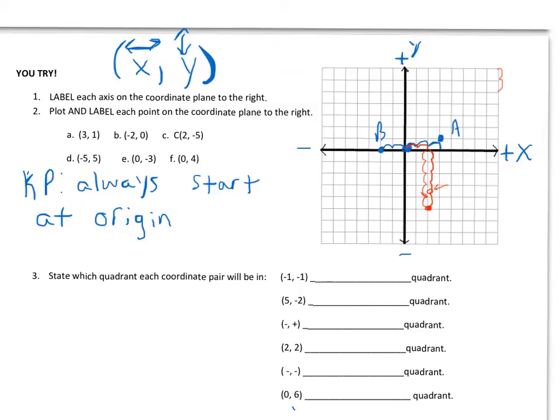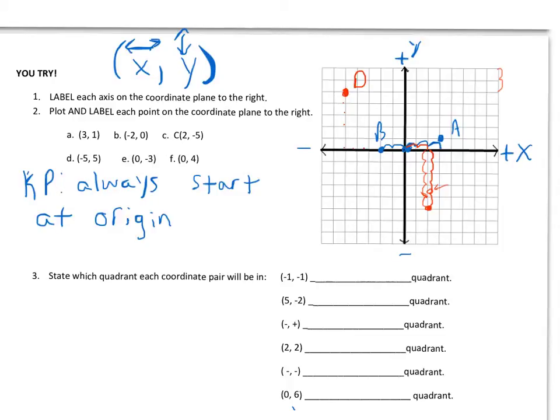All right, point D would be -5, 5. So I'm going to go left 5. So 1, 2, 3, 4, 5. Let me recount. 1, 2, 3, 4, 5. Yep. And then I've got to go up 5 because it's a positive y. So I go 1, 2, 3, 4, 5. So there is my point D.